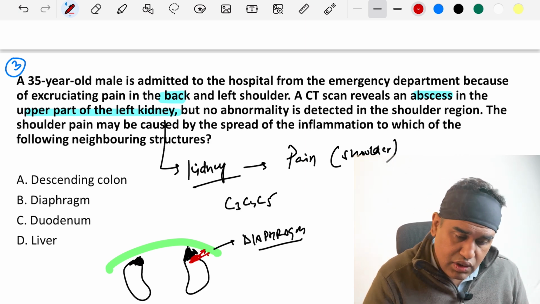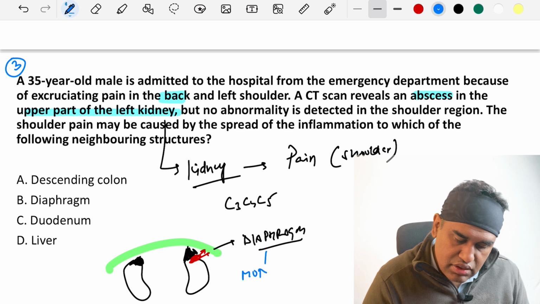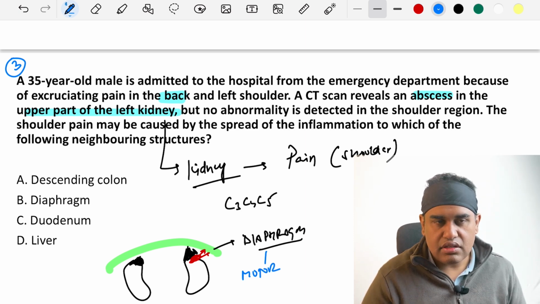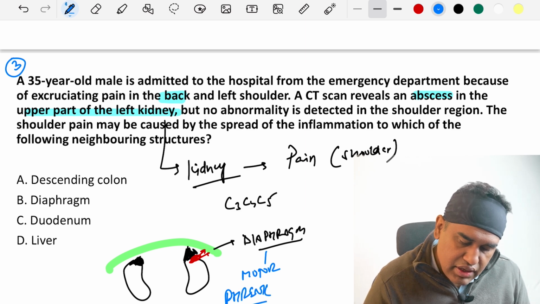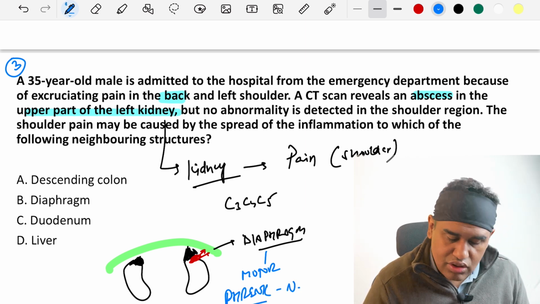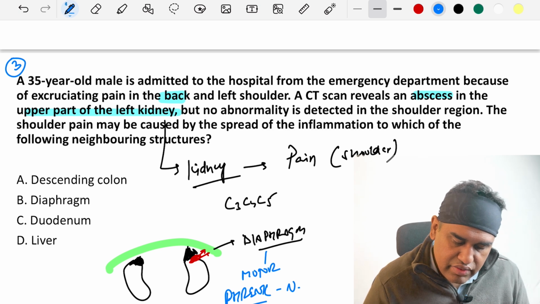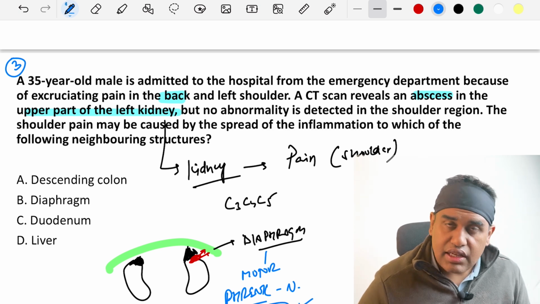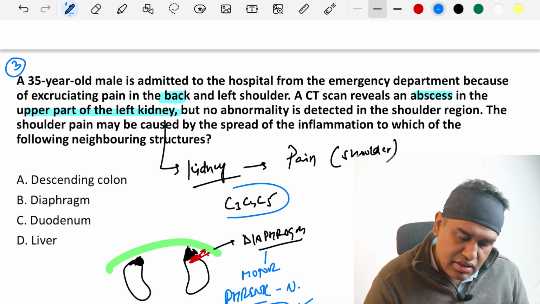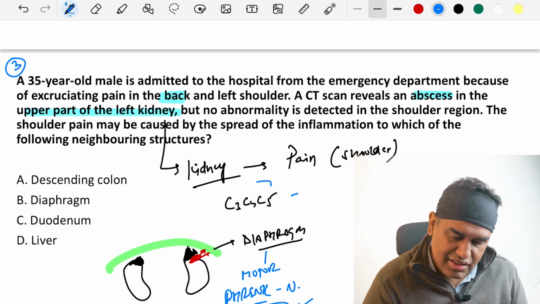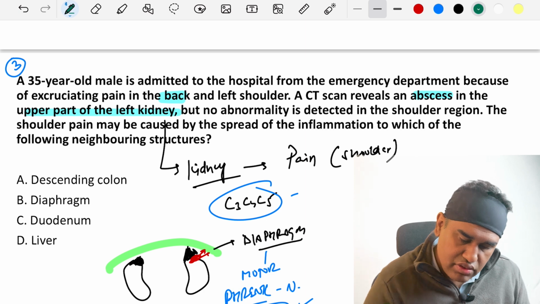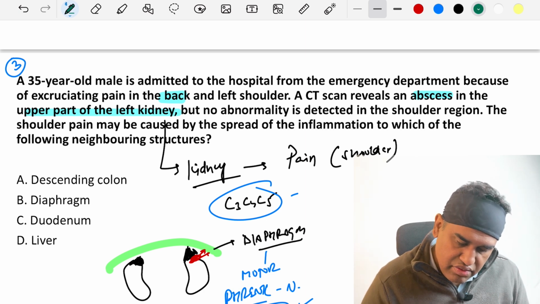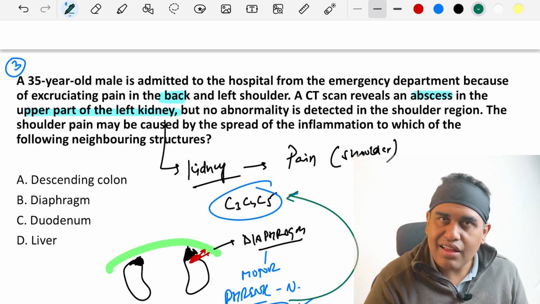This abscess, if it starts to irritate the diaphragm, what is the nerve supply of the diaphragm? The motor nerve supply of the diaphragm, and even the sensory supply in the middle part of the diaphragm, is the phrenic nerve. This phrenic nerve, if you remember, has the root value of C3, C4, 5. Remember? C3, 4, 5 we just studied. That is also the dermatome of the shoulder. So the phrenic nerve would have been irritated over here. The referred pain would have gone from the phrenic nerve to the region of the shoulder, right?